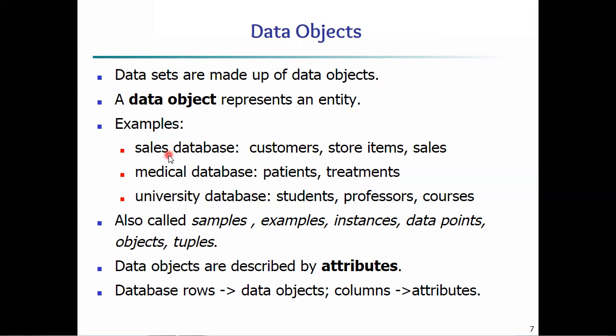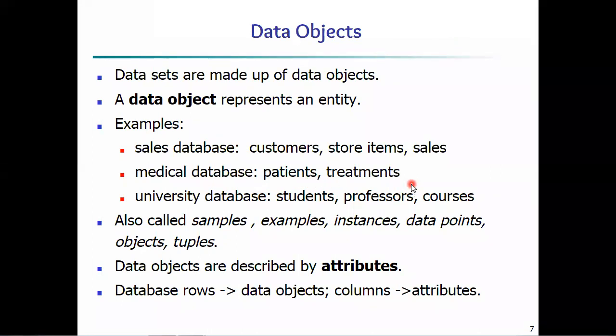For example, what kind of entities are there? Suppose we are talking about a sales database. Just concentrate. What will come in a sales database? Which entities are important? That is customers, then store items, sales. These are the objects of a sales database. I hope you're clear. These are the very basic terminology of databases. So what are the data objects? That is customer, store items, sales. These are the objects of the data set. For example, if we are talking about a medical database, there will be patients, treatments. These are the objects.